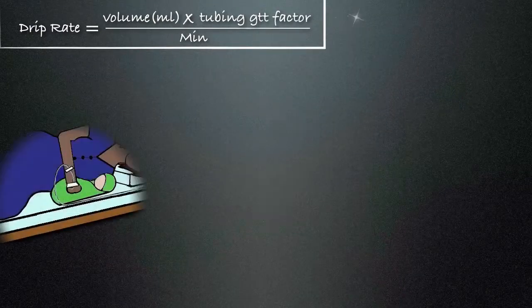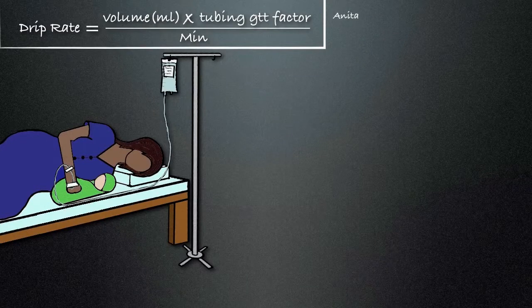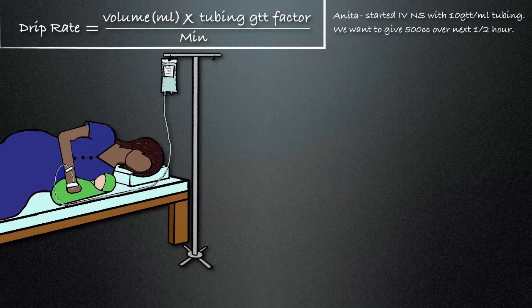Our patient Anita just hemorrhaged 650 cc's with her birth and is looking pale. We decide to start an IV of normal saline using macrodrip tubing, 10 drips per ml, and we want to give 500 cc's over the next half hour. What would our drip rate have to be to do this?